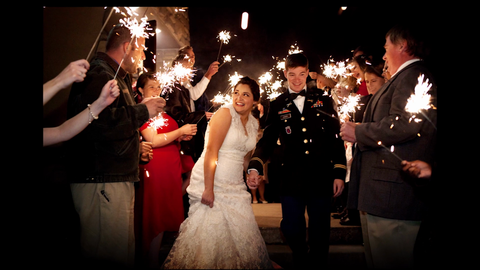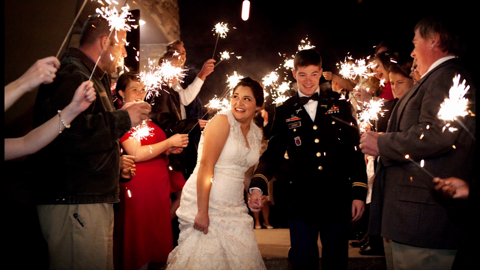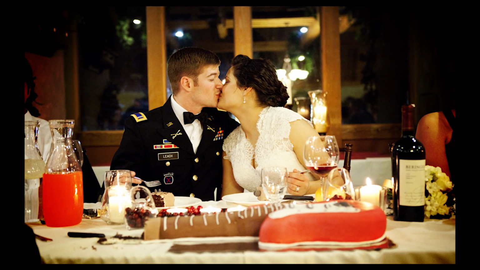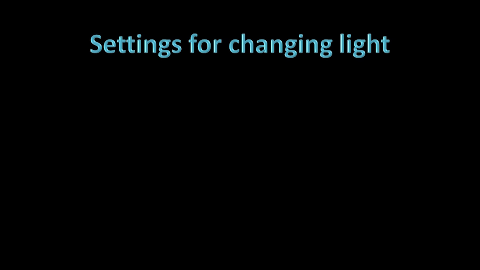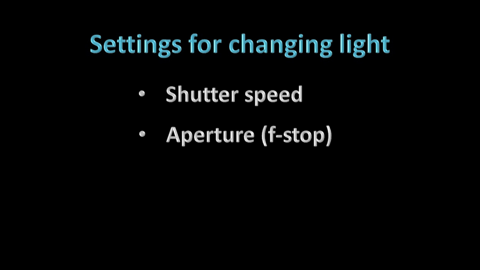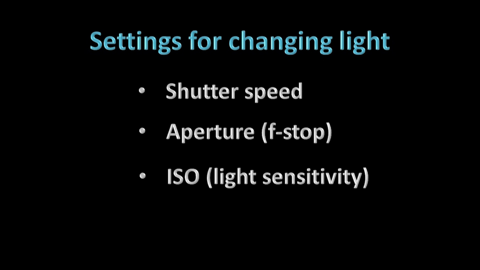The biggest benefit of your SLR is that you get to control how much light enters your camera, which means you get to determine the exposure of your picture. Now when we talk about getting a good exposure, what does that mean? Well, it means that whatever the focus of your image is, it's not too bright, not too dark, but just right. So there are 3 settings you'll need to learn about to control the light getting into your camera: shutter speed, aperture, also called f-stop, and ISO, or light sensitivity. Each of these has a different effect on your picture, and we'll go over the pros and cons of letting in more light with each one.